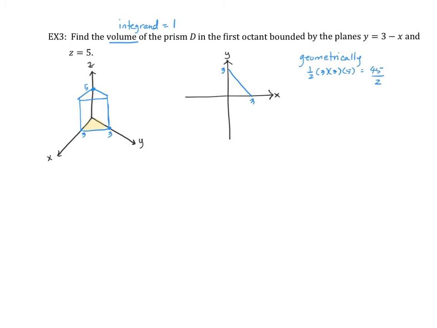I have to determine my limits of integration. I already have the xy plane sketched there. So let's just say my x values are going to go from 0 to 3, which means my y values are going to go from 0 to the y value on this line, which is just 3 minus x. So my y values are going to go from 0 to 3 minus x. Well, now when you look at the three-dimensional sketch, my z values, if I draw a line parallel to my z axis, are just going to go from 0 to 5.